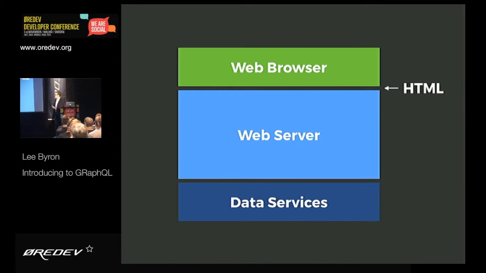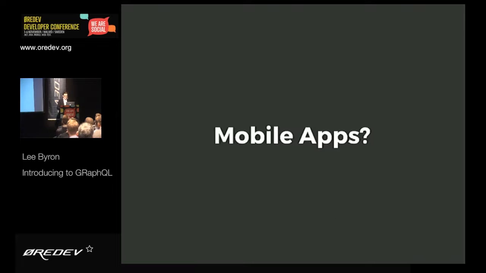And so this is a high-level overview of the Facebook technology stack at the time. We have a web server. We get requests from a browser. We return HTML. And that's pretty much it. So you have this question, like mobile apps. What do you do about mobile apps?